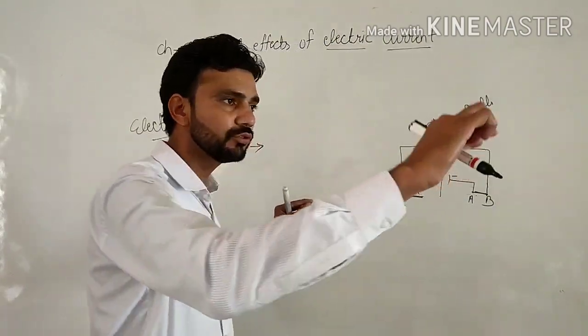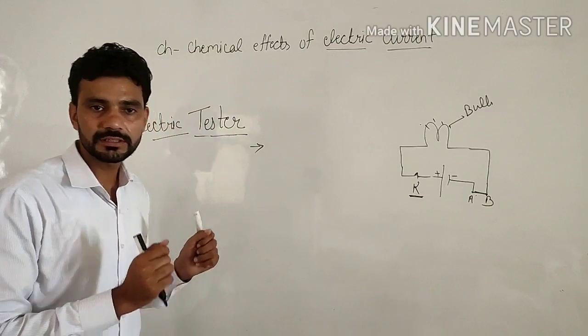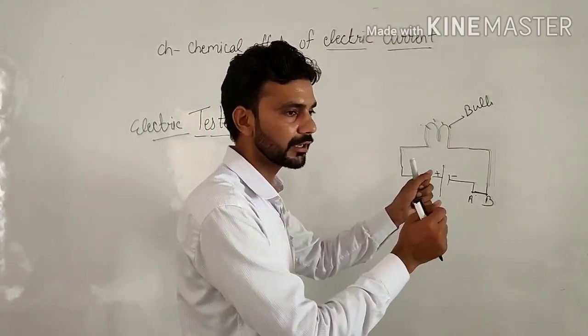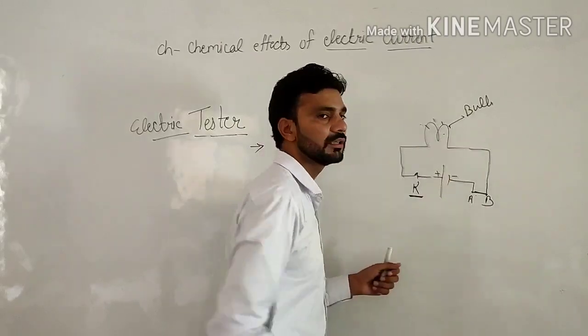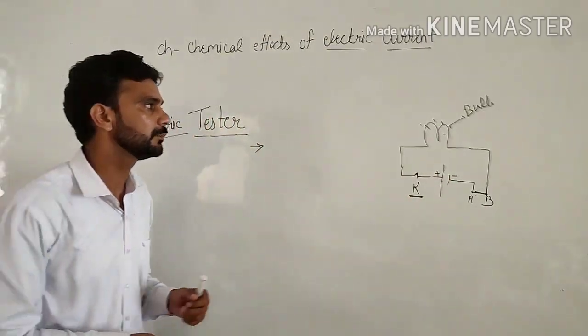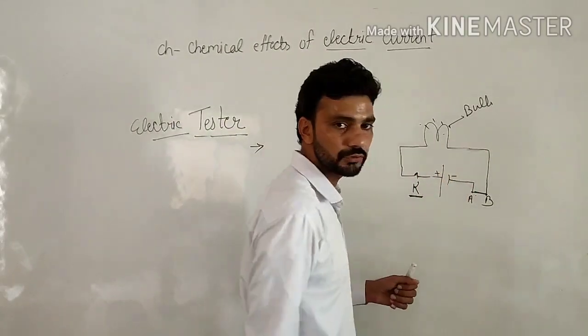Suppose a wire is going from here, and we want to check whether current is flowing through that wire or not, then take a bulb. If we connect that bulb and the bulb glows, it means current is flowing. If the bulb does not glow, it means the current is not flowing through the wire.